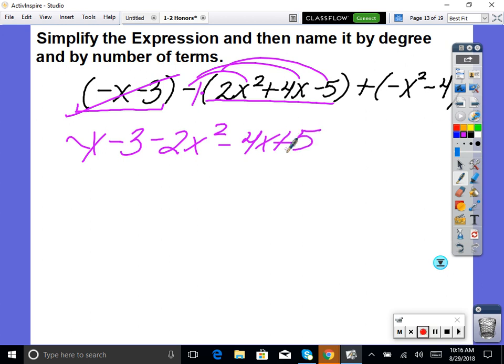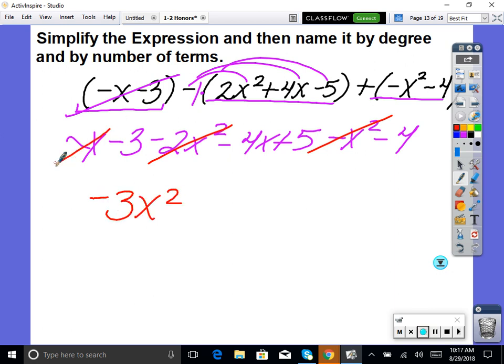Is everybody good with that? Now we have plus all that stuff. Well, it's not times anything, so we'll just have minus x squared minus 4. True? Now combine like terms. So start with the highest degree. Minus 2x squared minus 1x squared is how many x squareds? Minus 3x squared. Minus x minus 4x. Minus 5x's. Minus 3 minus 4. And then you're done.